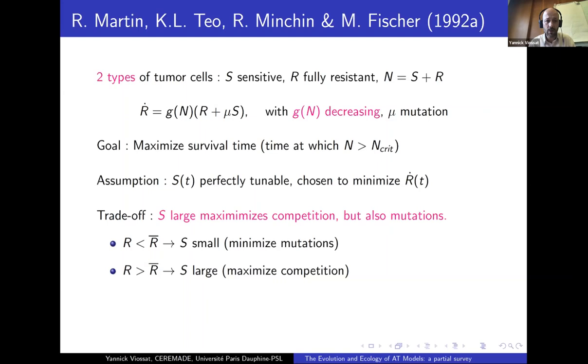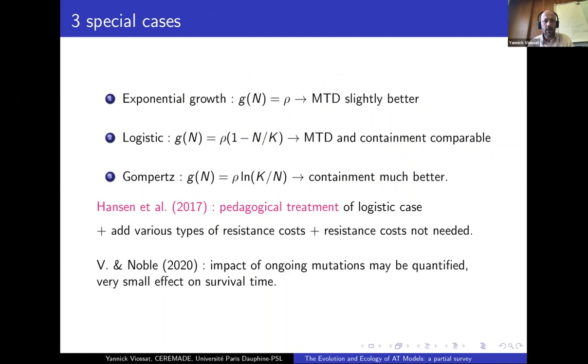And if there are a lot of resistant cells, or I mean, maybe not really a lot, but more than a certain threshold, then the mutation term in R plus mu S is not so important. And so what becomes essential is to decrease G of N, that is to maximize competition by having a large sensitive population. And they apply these ideas with simulation of three special cases.